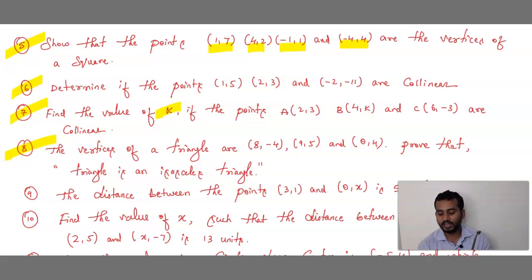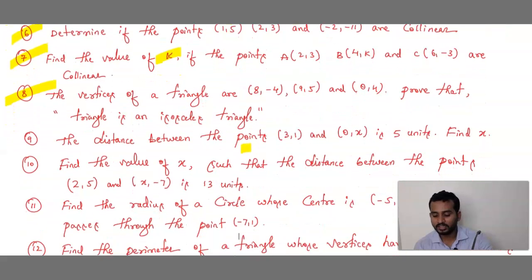The vertices of a triangle are (8, -4), (9, 5) and (0, 4). We have to prove it is an isosceles triangle. That means if any two sides are equal, then it is an isosceles triangle. Next, the distance between the points (3, 1) and (0, x) is 5 units. He has given the distance AB between A and B as 5 units. So use the distance formula.